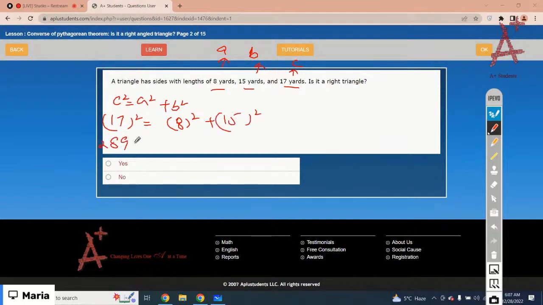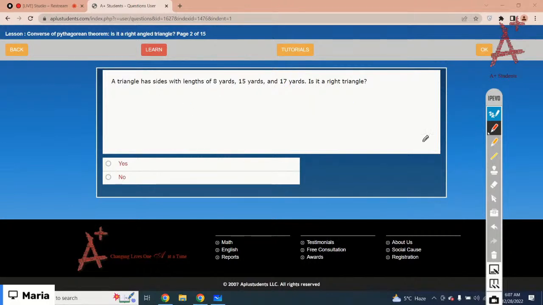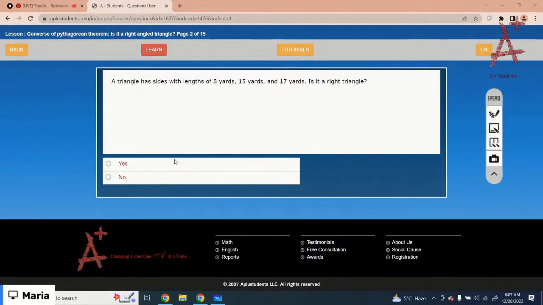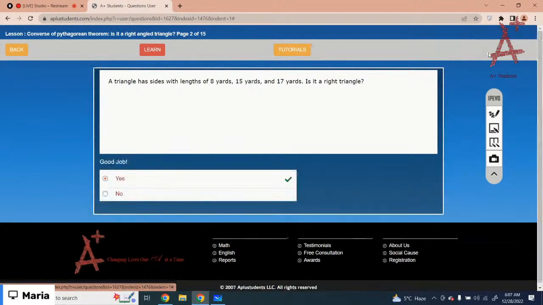17 square is 289, 8 square is 64 and 15 square is 225. Just add and see if they are equal. 289 equals 289. Yes, they are equal. So that means this is a right angle triangle. Got it? So select the correct option: the answer is yes, it is a right angle triangle. Got it, everyone? If you have any question, you can just write the question in the chat box.